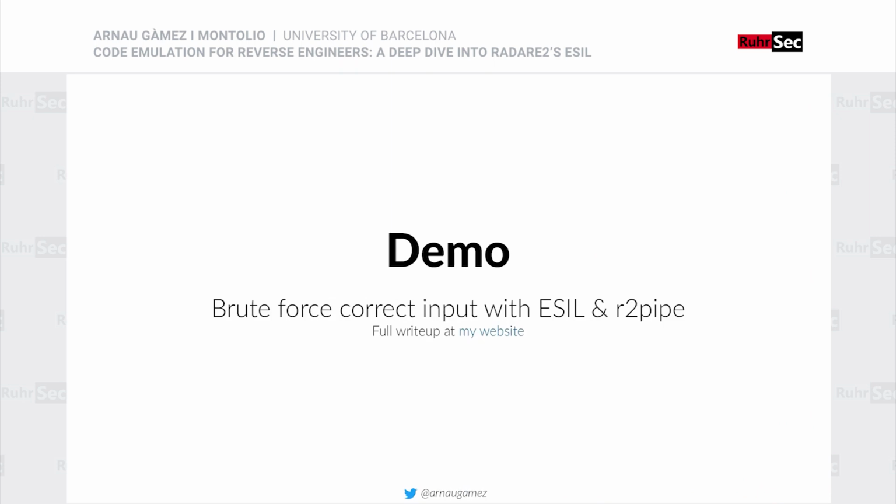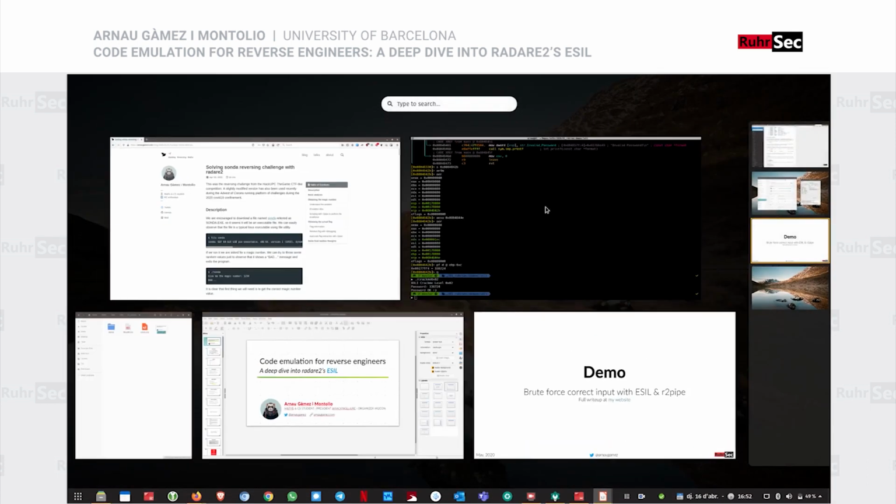Let's see another example where we will combine the power of emulation with ESIL, as well as some basic scripting with R2Py. We'll be using Python just to brute force, to show that we can actually brute force some values with that approach.